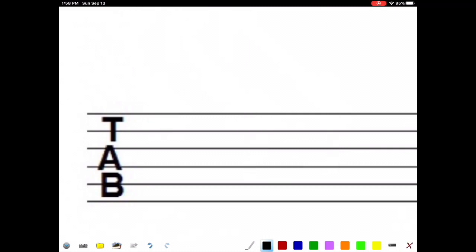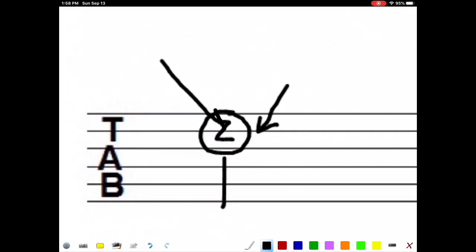So to recap, let's do a couple examples. This is a number 2, so that's second string, second fret. And if I circle it and put a line, now it's for 2 counts. So I know all the information just by looking at that. It's the second string because it's on the second line. It's the second fret because of the number 2. And because it's circled with a stem, it's also 2 counts. So in this case, all 2s.